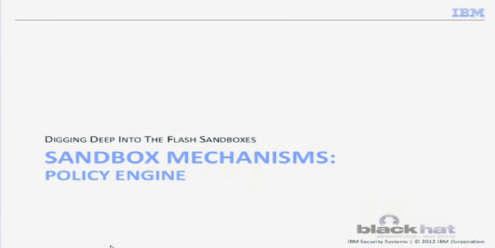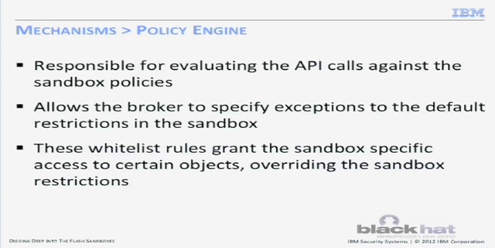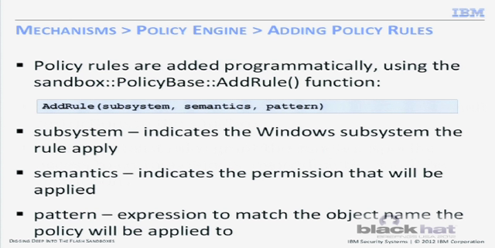Okay, so now let's discuss the policy engine. The policy engine is responsible for evaluating the forwarded API calls against sandbox policies. These policies allow the broker to specify exceptions to the default restrictions in the sandbox. These policy rules are whitelist rules that grant the sandbox specific access to certain objects, overriding the default sandbox restrictions. The policy engine is the same for all three sandbox implementations because they're all based on Chrome sandbox code, with some differences I'll mention later.